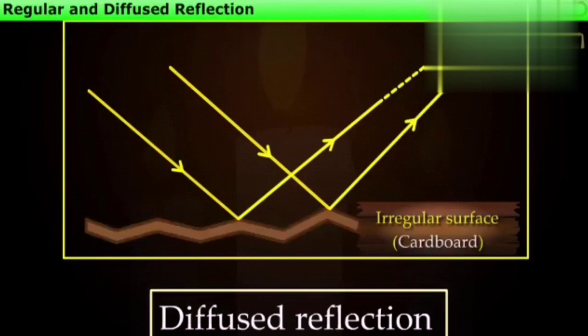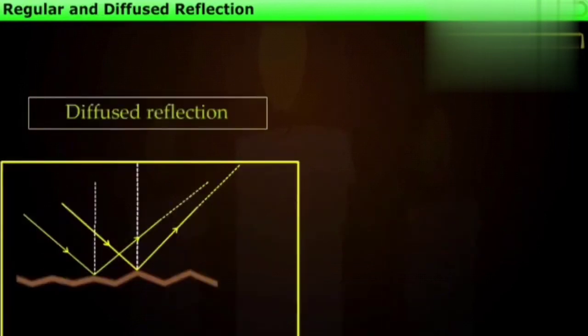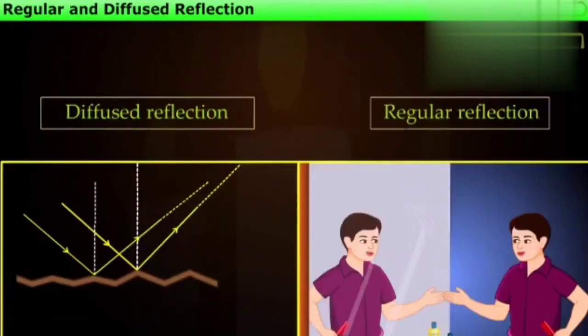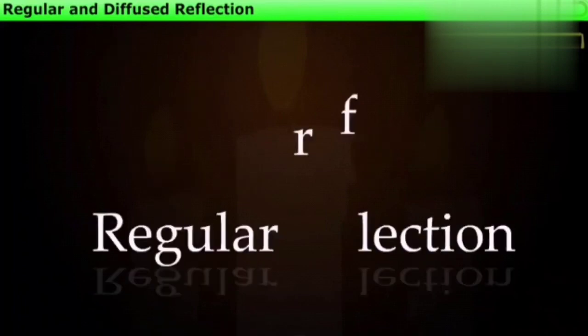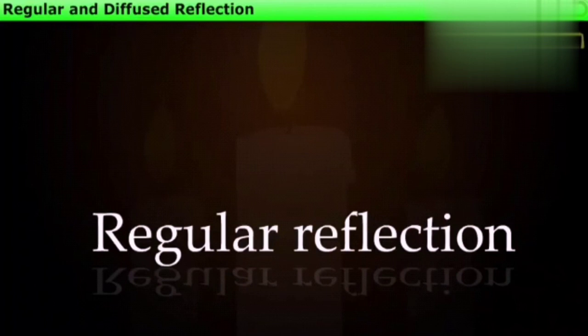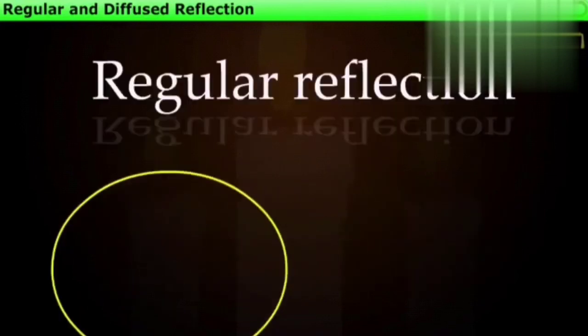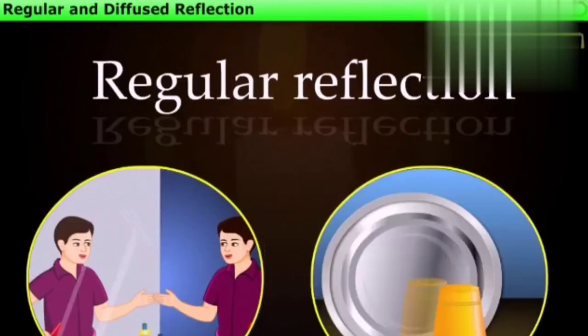On the other hand, the reflection from a smooth surface, like that of a mirror, is called regular reflection. Images are formed by regular reflection, and that is the reason we can see our images on smooth and polished surfaces like a mirror or stainless steel plate.